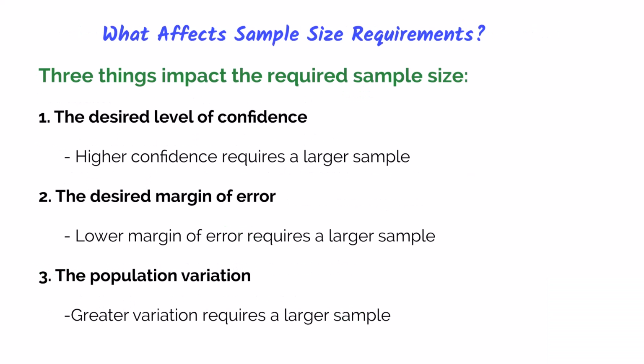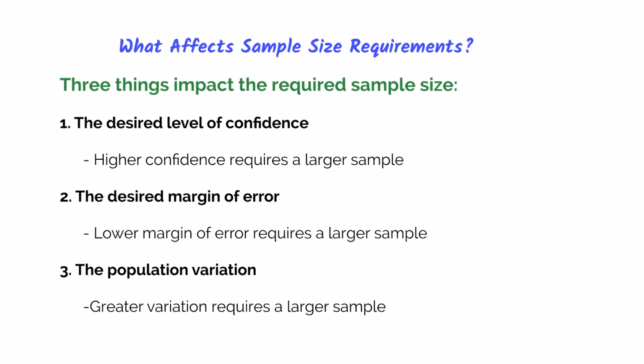So to wrap up this video, as well as the prior video on required sample sizes, what exactly affects our sample size requirements? First, the desired level of confidence, and a higher confidence requires a larger sample. Then, the desired margin of error, and a lower margin of error requires a larger sample. Then finally, the population variation, and greater variation requires a larger sample.